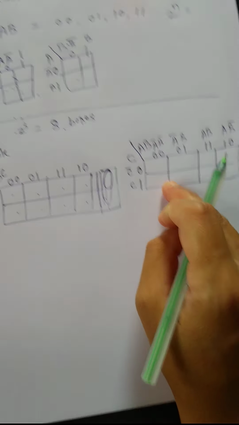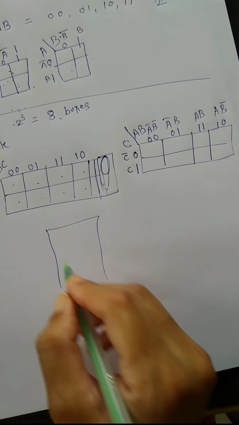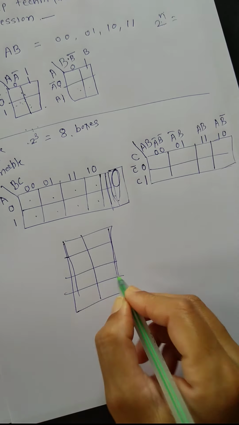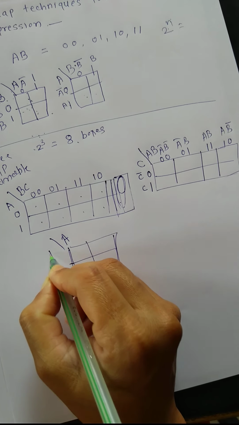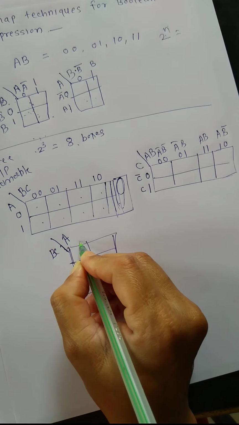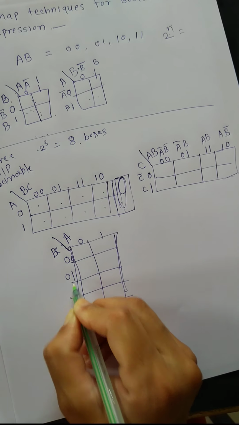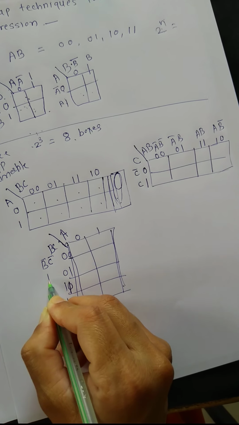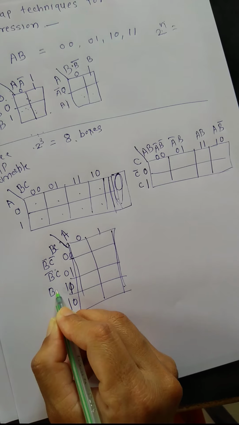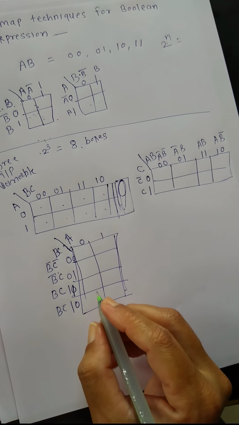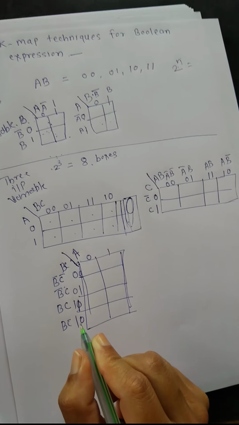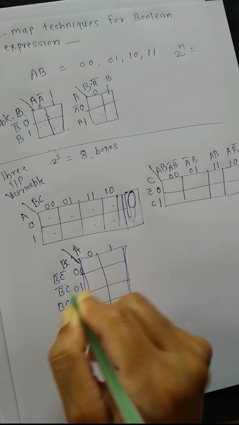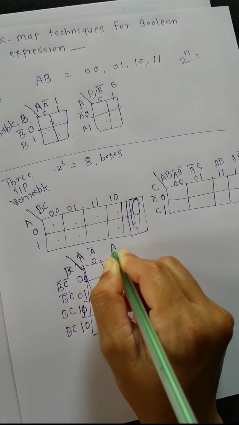This is one way, and another way is to represent the 3 variable structure with 8 boxes. Here is the A input, here is the input BC, so 0 1, 0 0, 0 1, 1 1, and 1 0. So this 0 0 is B bar C bar, B bar C, B C, B C bar. 0 is represented in SOP logic as A bar. So this C bar is 0. So here is A bar, here is A.